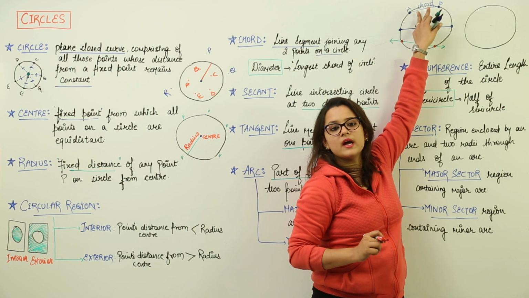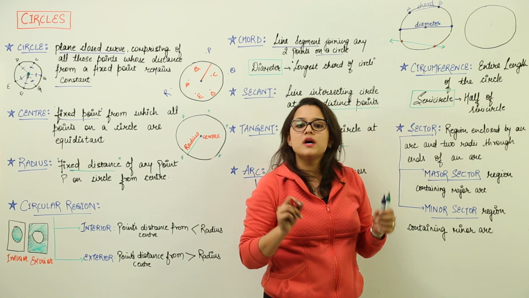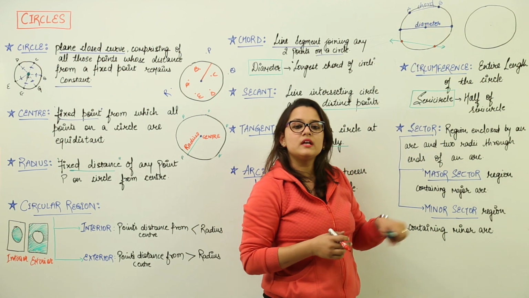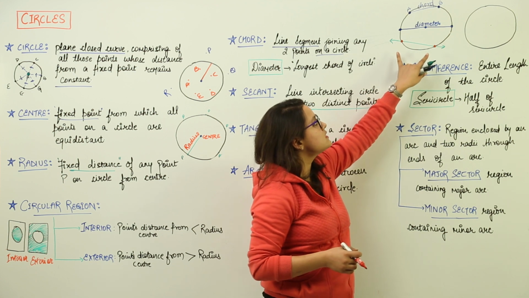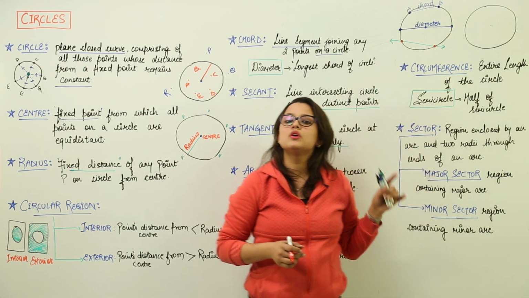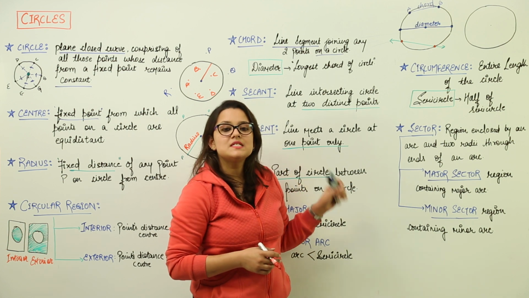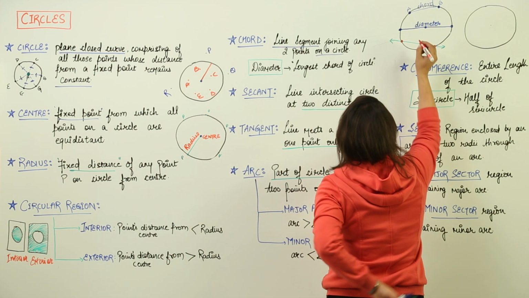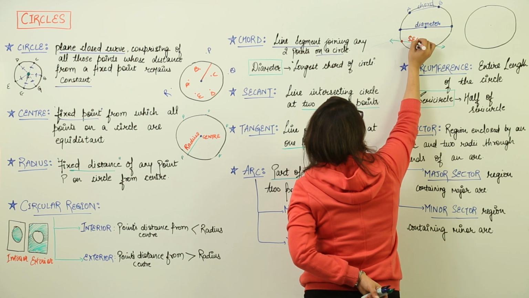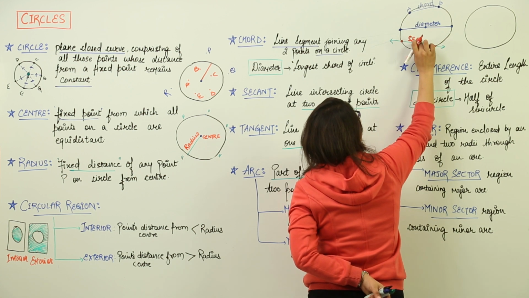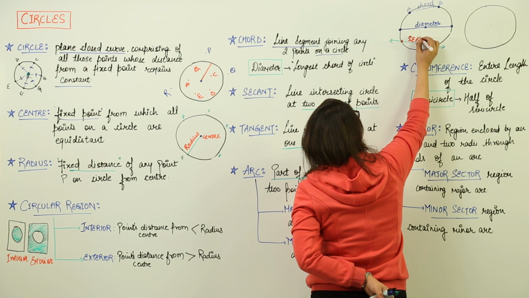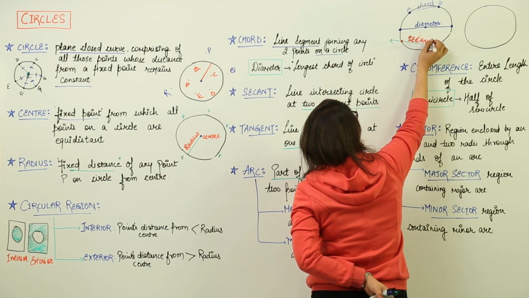So if a line segment is there which is passing through 2 points on a circle, that is a chord. If there is a line passing through the 2 points on a circle, that will be known as a secant. So we have this as the secant of this circle. So I have named it as secant.